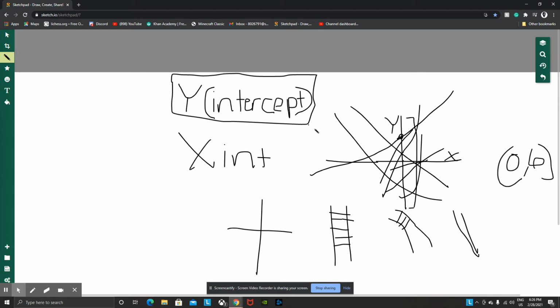And that's what y-intercept is. It's a very simple topic. It's just when the line cuts through the y-axis at any point, like how this one cut through at 6.